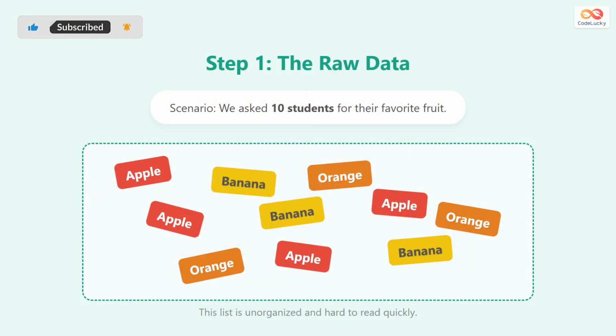Let's look at an example. Imagine we asked 10 students what their favorite fruit is. If we just write down their answers as they say them, we get a raw list like this. It is messy, and it takes a moment to figure out which fruit is the winner.